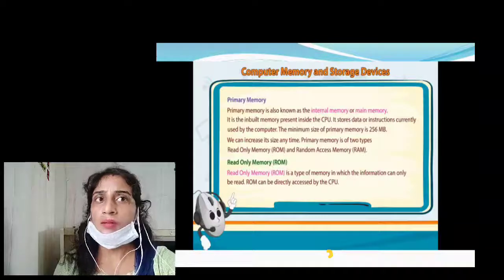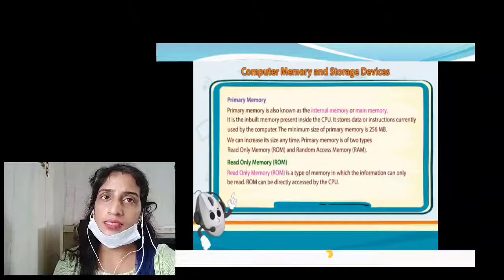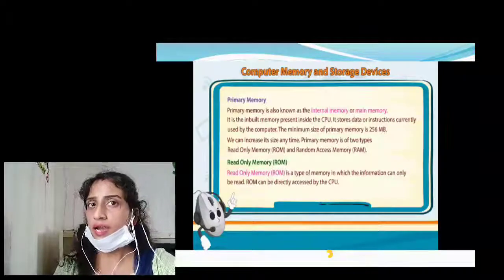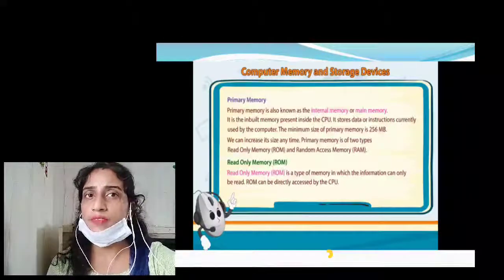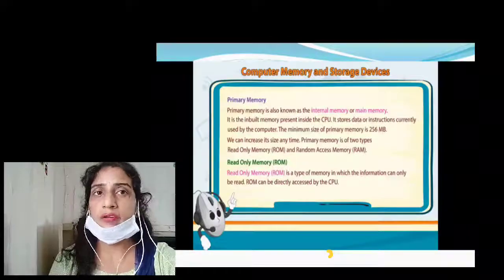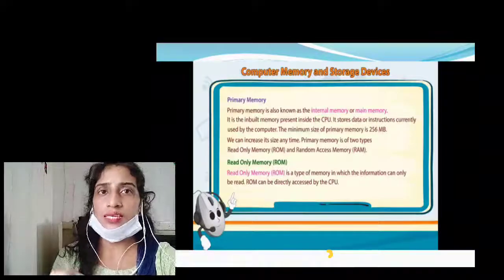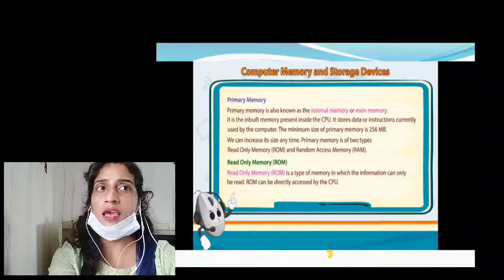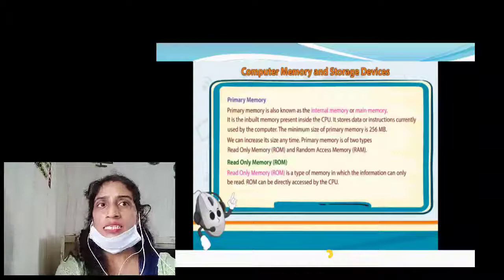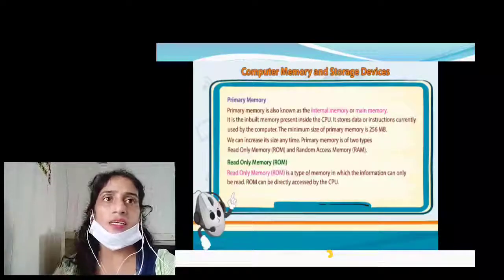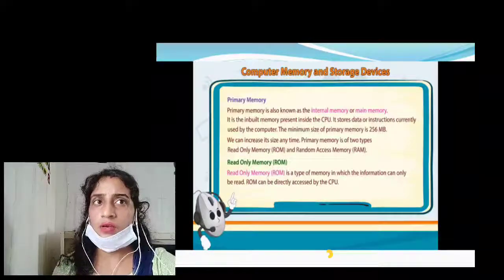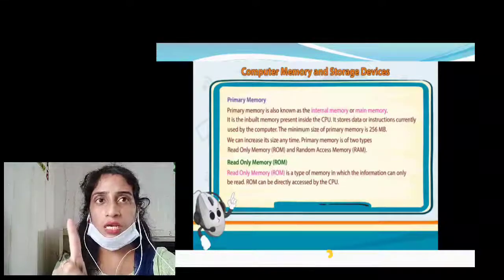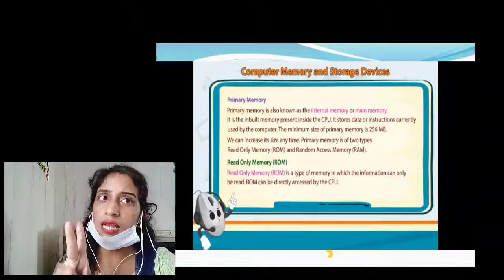The minimum size of primary memory is 256 MB. MB what? I already told you in the previous video. MB is megabyte. So the minimum size of primary memory, that is the internal memory, is 256 MB. We can increase the size anytime. Primary memory is of two types. First one is ROM and second one is RAM.